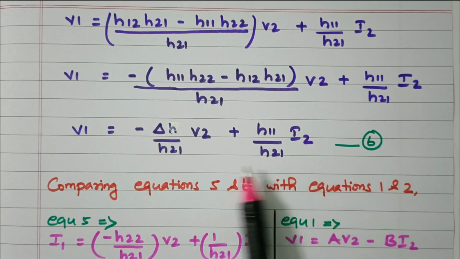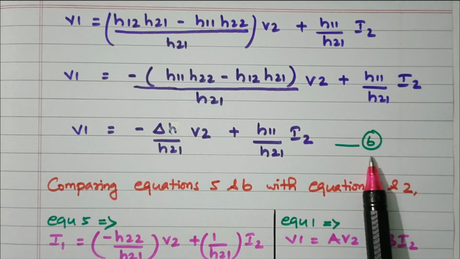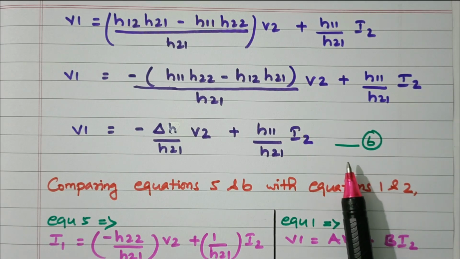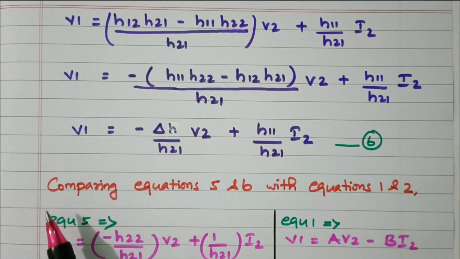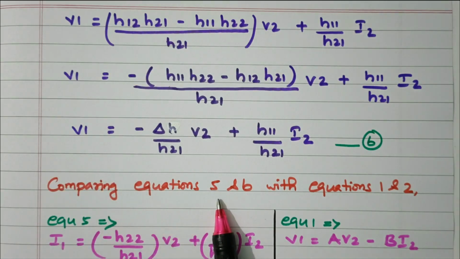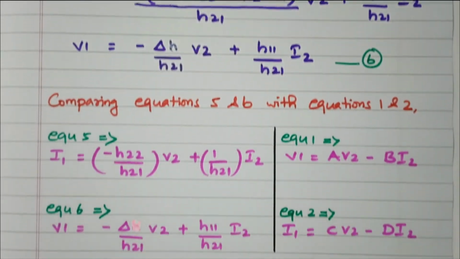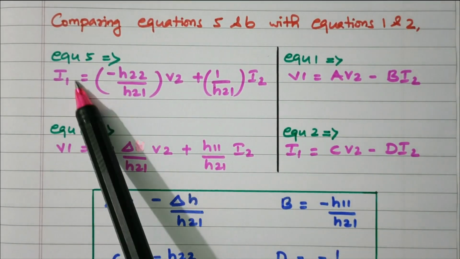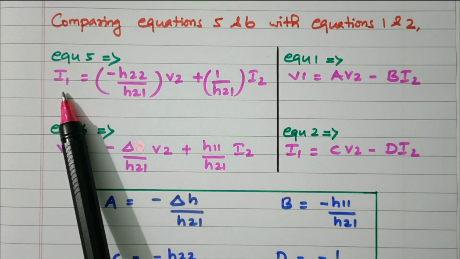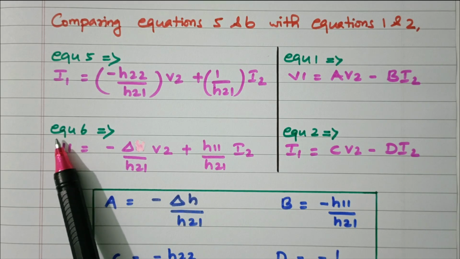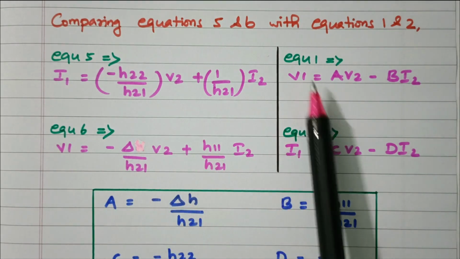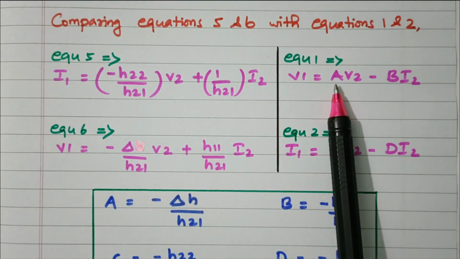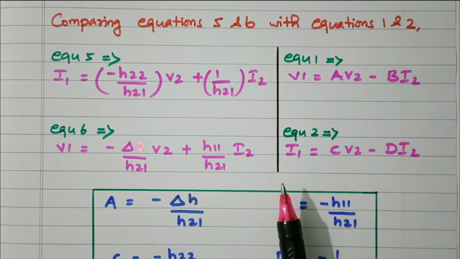So we got the value of V1 in equation number 6. In equation 5 we got I1. Now we got V1. Now we are going to compare equations 5 and 6 with equations 1 and 2. So this is equation 5, which we rearranged. This is equation number 6. This is equation 1 and 2, that is nothing but the general equation of ABCD parameter.